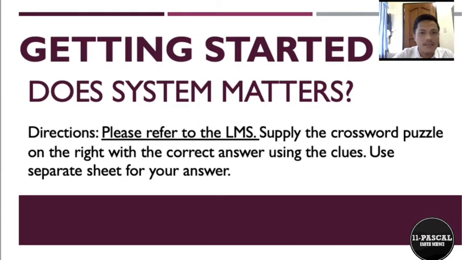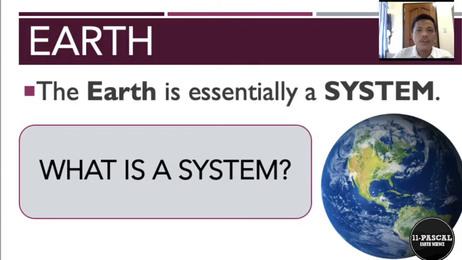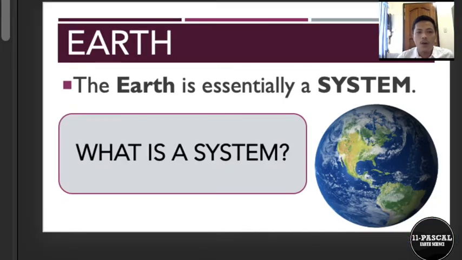Okay, let's proceed. Earth is essentially a system. But what do we mean by the word system? I know you have heard the term way back maybe in your biology, where you have the different body systems. But the system, especially in your topic in thermodynamics, is different from the system that we have in our biology. So what is a system anyway? What type of system does Earth belong to? Take a wild guess.